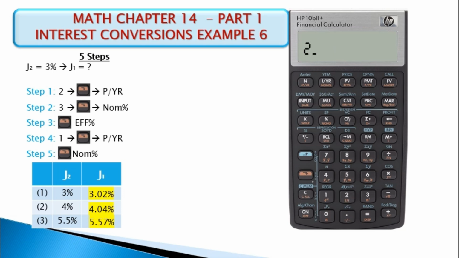So J2, there's your 2. How much is it? 3%. That's your step 1 and 2. Now, step 3, there's no number that goes in. It's just pressing second function and the effective button right here. What's step 4? Step 4 is what are we looking for? We're looking for J1. So 1 and the answer. There's your step 5. Good.